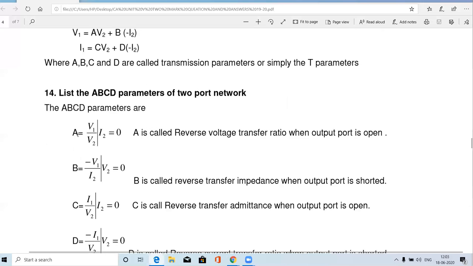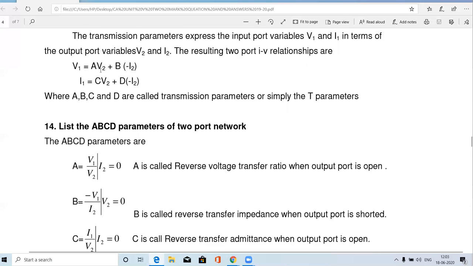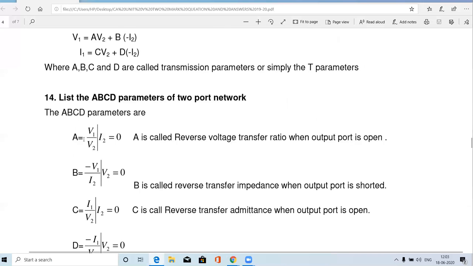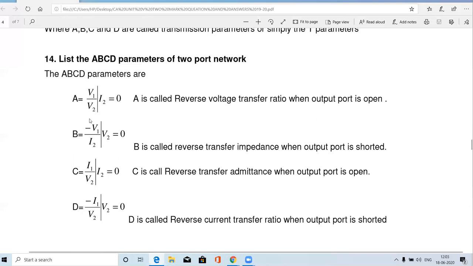A is calculated as, with I2 equal to 0, A equal to V1 by V2. What is V1 by V2? It's the ratio of input voltage by output voltage. So it is a voltage transfer ratio or voltage gain, the reverse voltage gain or reverse voltage transfer ratio.